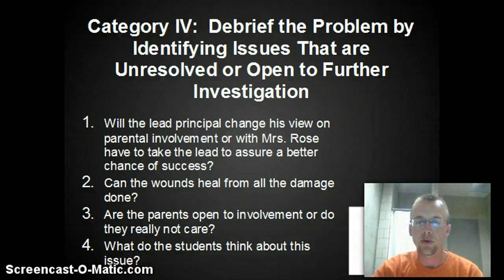Do the students know how their parents feel? Do they know how the school feels? Do they know that the communication is not open between the two? Because once the students figure out that the parents and the school are not getting involved with each other, what kind of results is the school going to get from the students that are in the classrooms?